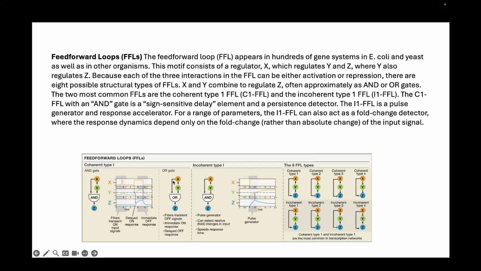So in this case, X is also influencing directly the production of Z, and X is also activating Y, which is the gene which is also producing Z. So how will the dynamics of X, Y and Z look for a certain period of time?